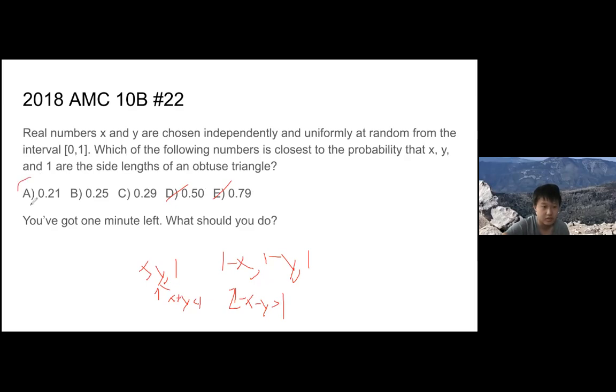This means that we should choose one of A, B, or C, because we've already eliminated 2 answer choices.